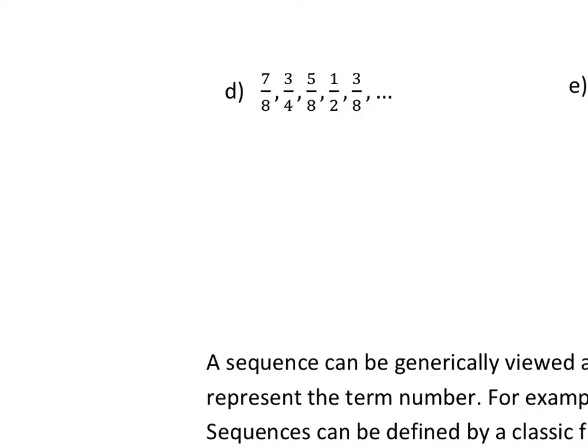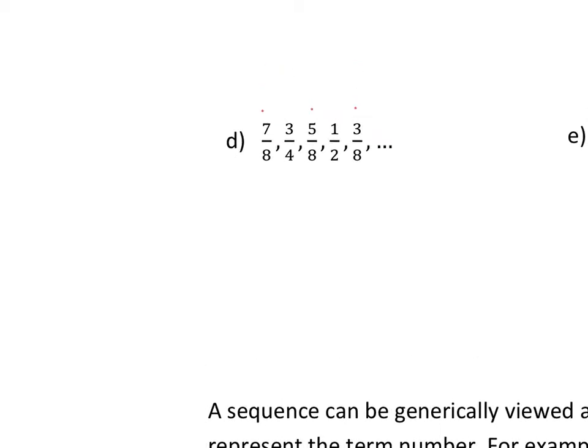Let's look at letter D. In letter D, we have some fractions here, and we have some different denominators as we go through it. We have 7/8 to 3/4, to 5/8 to 1/2, to 3/8. I'm looking and I'm noticing that every other term is decreasing by 2/8. So let's say I were decreasing by 1/8. This will be 6/8. Then this one will be 4/8. 7/8, 6/8, 5/8, 4/8, 3/8.